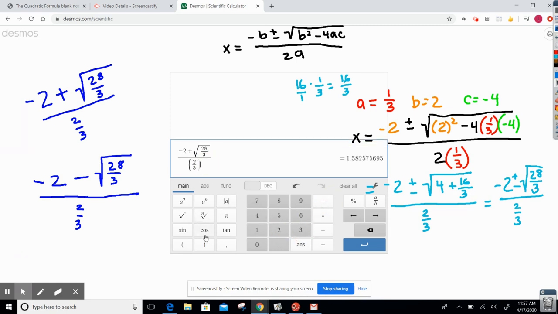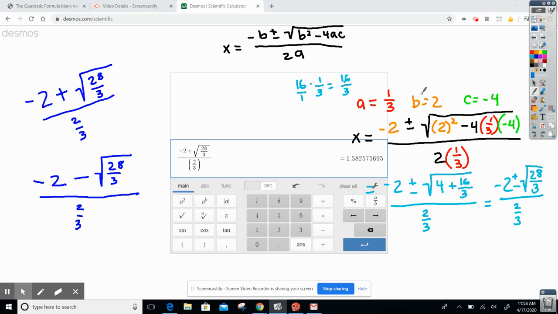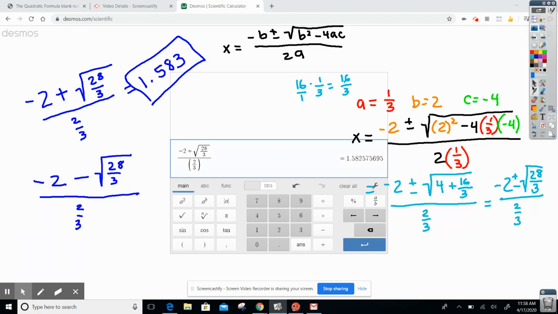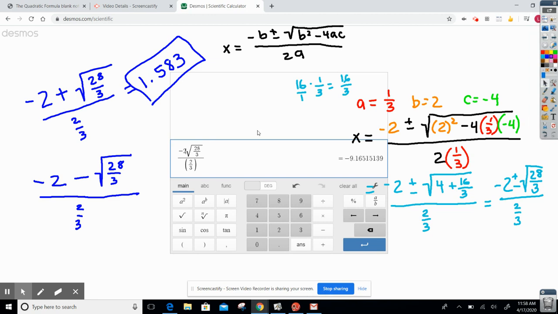All right, so let's see, did I type it in right? -2 plus the square root of 28 over 3 over 2/3. Yes, I did. So that gives me an answer of 1.583. Perfect. That's my first answer. Then I'm going to do the same thing, typing in my second answer. This time I want -2 minus the square root of 28 over 3 divided by 2/3.